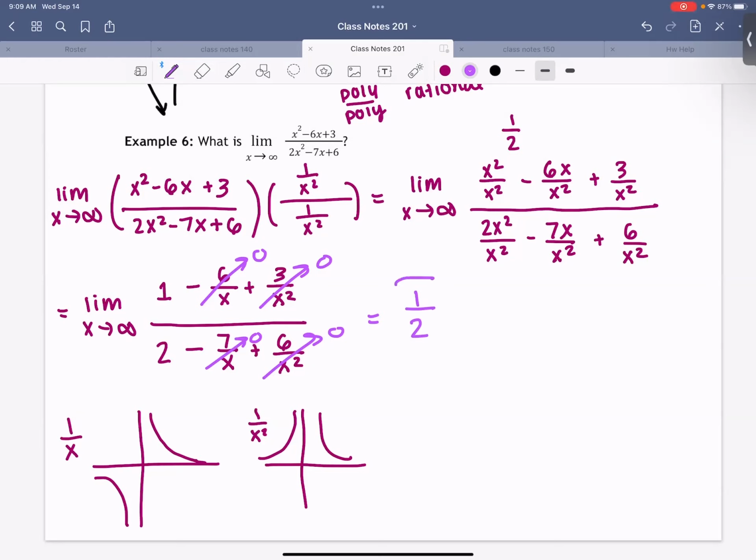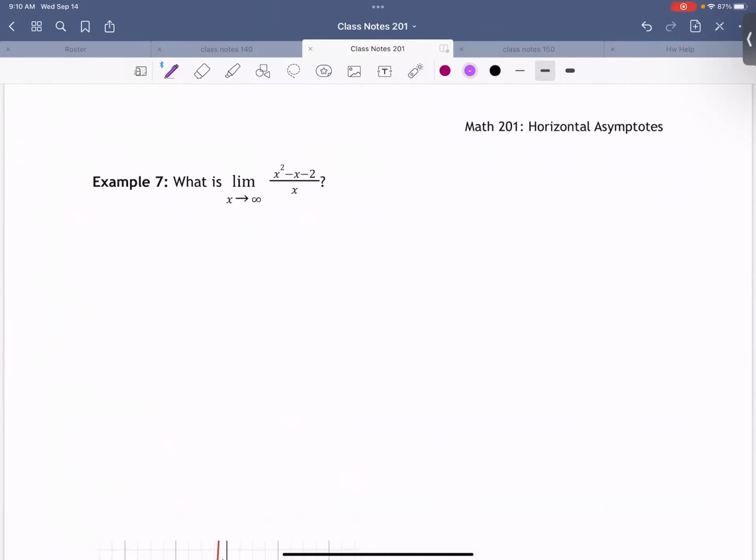Okay, so now I don't expect you to use this method when you see questions like this, and we'll talk about why in our next example. Okay, so this is a good method, but it's kind of time consuming and it doesn't work all the time. Let's go to another example.